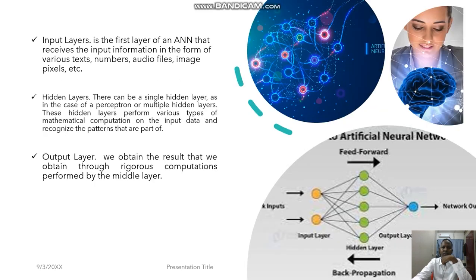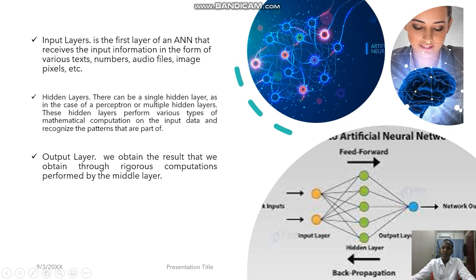artificial intelligence. So here we are looking at the types of layers of an artificial neural network. The layers are called the input layer, hidden layer, and output layer. The input layer is the first layer of the artificial neural network that receives the input information. In the hidden layer, there can be a single hidden layer or multiple hidden layers. The hidden layer performs various types of mathematical computations on the input data. In the output layer, we obtain the result through the rigorous computation performed.